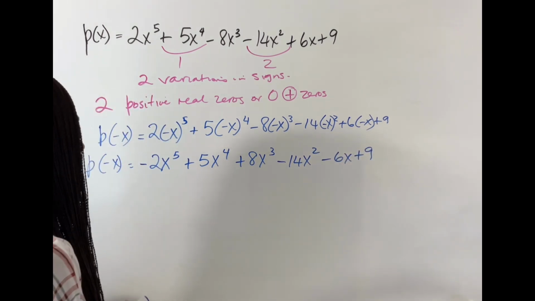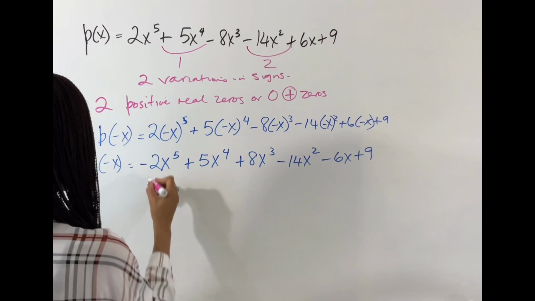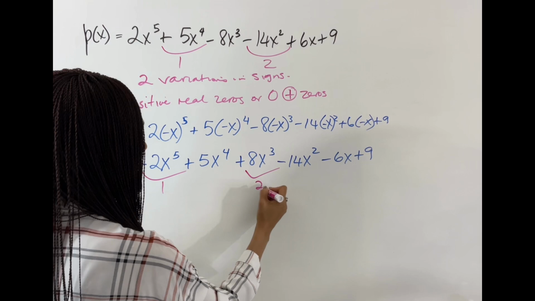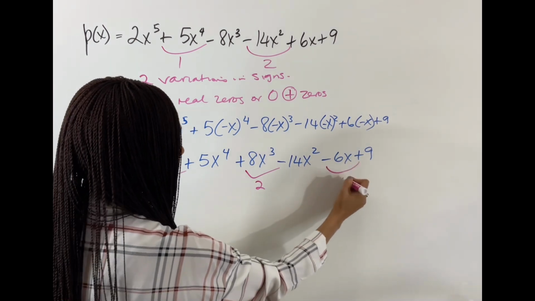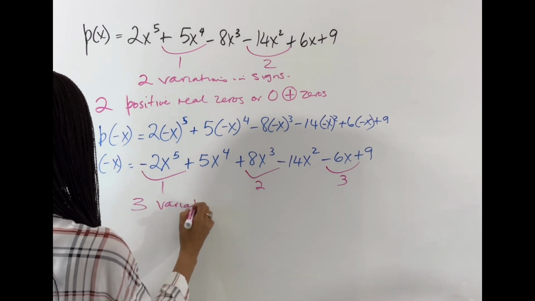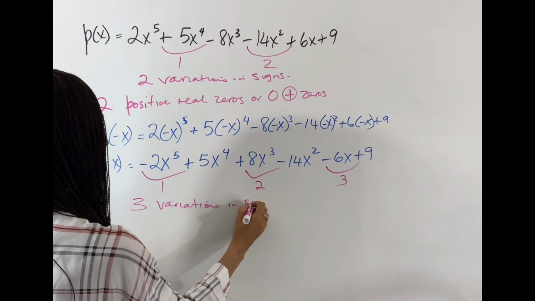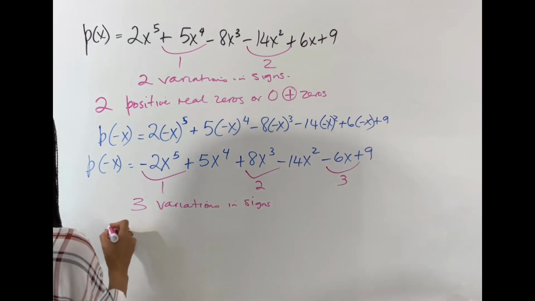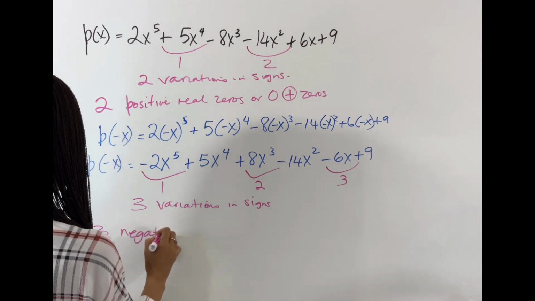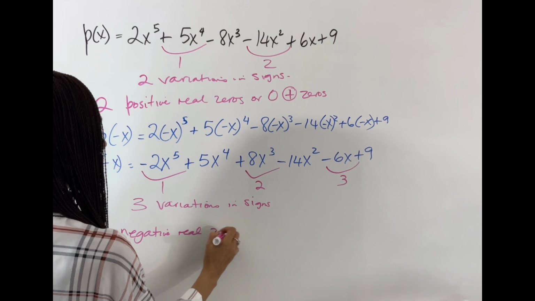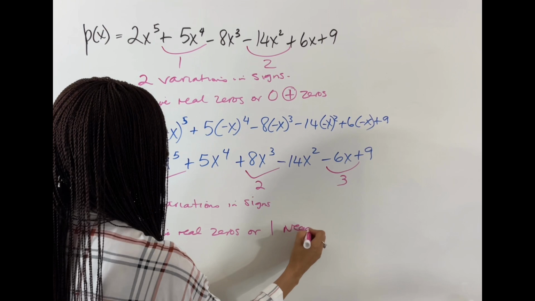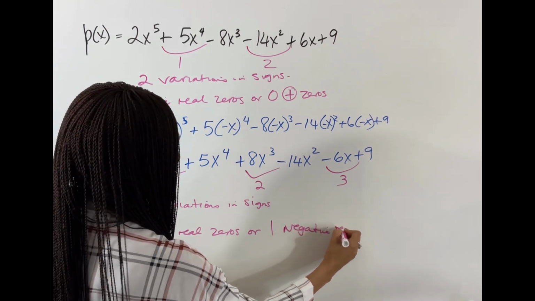So we can determine now our variations in sign. So we have 1 here. And we also have another variation in sign here. That's 2. And we have a third one. So now we can say we have 3 variations in signs. And we also can say we have 3 negative real zeros or 1 negative real zero.